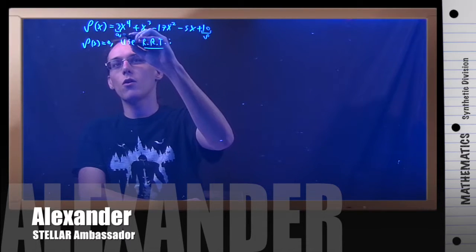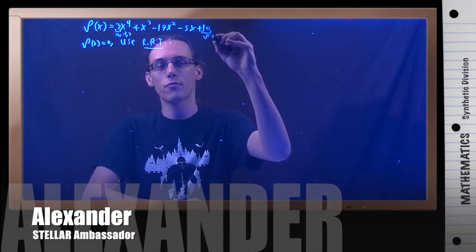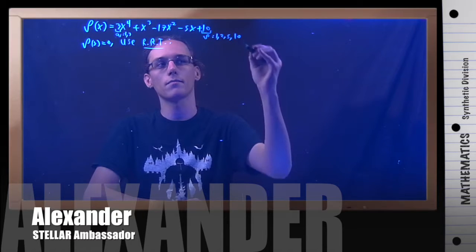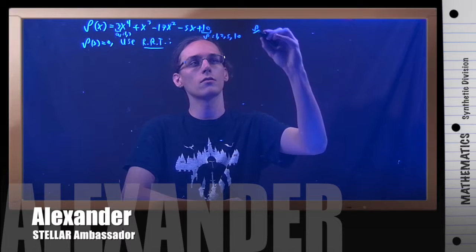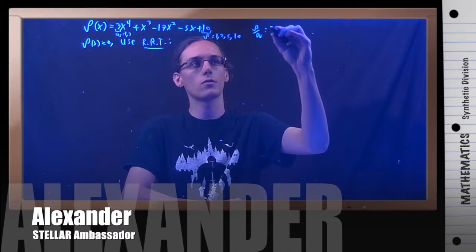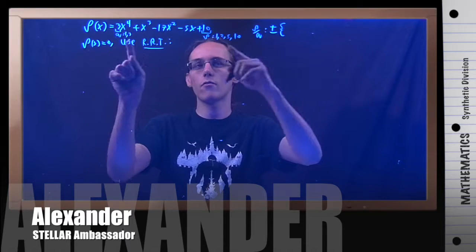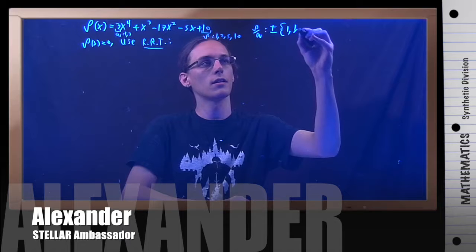So first things first, all the factors of q are 1 and 3, and all the factors of p are 1, 2, 5, and 10. So if I make my list of p over q's, I'm going to write it this way, plus or minus, and then my whole list. We're going to have 1 over 1, which is 1, 1 over 3, which is a third.